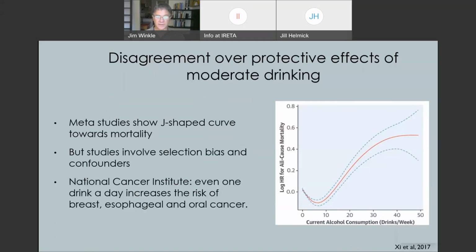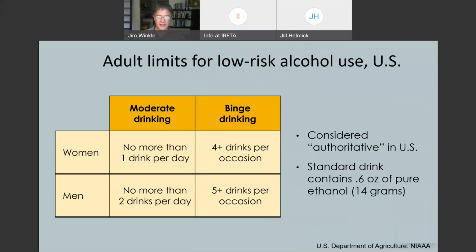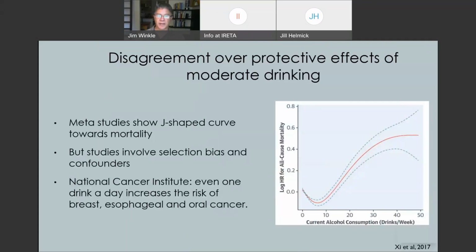So these authoritative low-risk limits are how we recognize risky drinking, but some other organizations and some studies may point to a difference, even though those are authoritative, quote unquote. For example, some studies show a J-shaped curve, meaning some drinks may actually decrease your risk for morbidity and mortality, although some people are critical of those studies. And then there's the National Cancer Institute. They suggest even 1 drink a day for anyone increases the risk of certain kinds of cancer. That is enough for them for that guideline. So we recognize these guidelines, but other people don't necessarily abide by them.